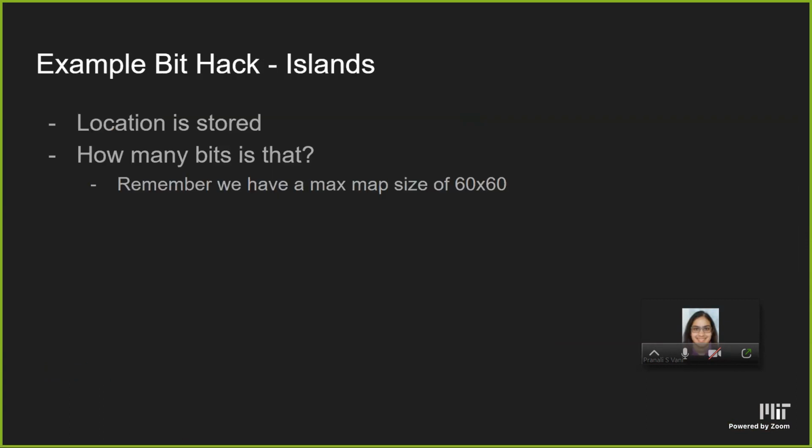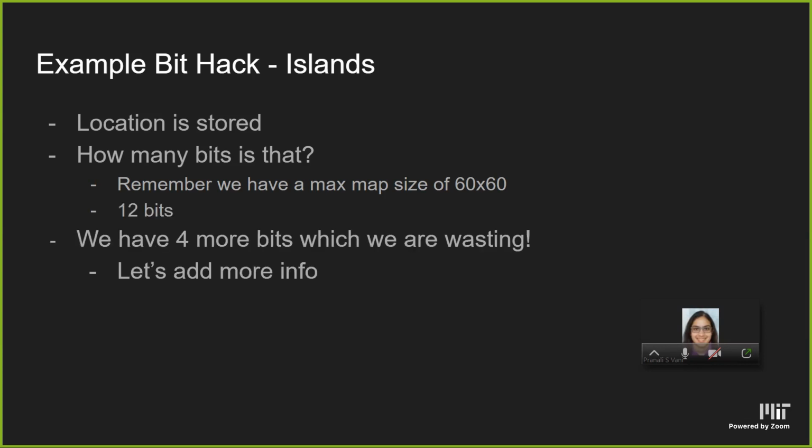Okay, so let's use an example of bit hacks to encode more information about our islands. Currently we talked about how we're storing location, right? And as we talked about, we have a max size of 60 by 60. So we're storing 2 to the 12 bits there maximum, right? So we have 4 extra bits, which we're wasting. Let's add some more info to that.